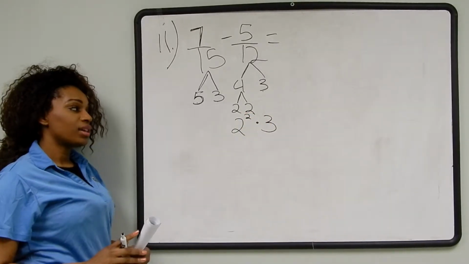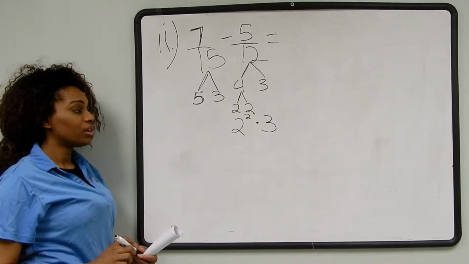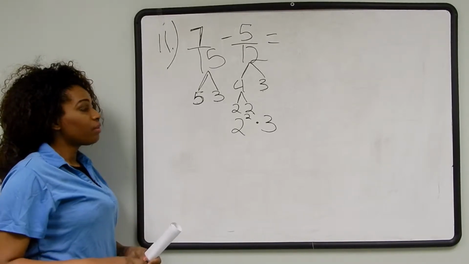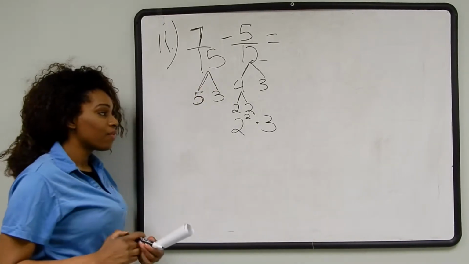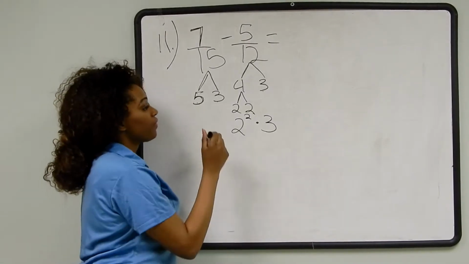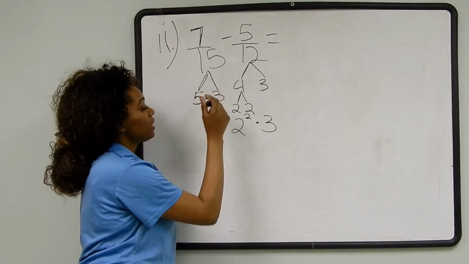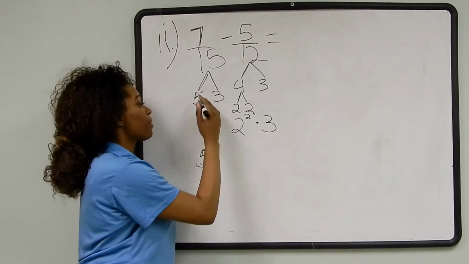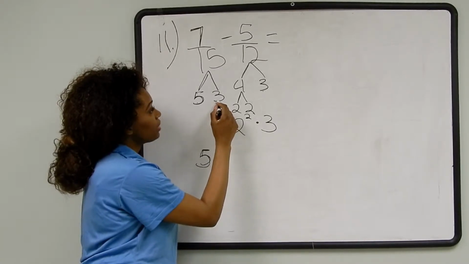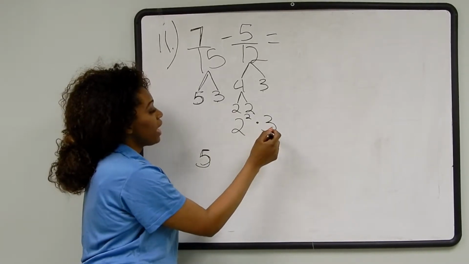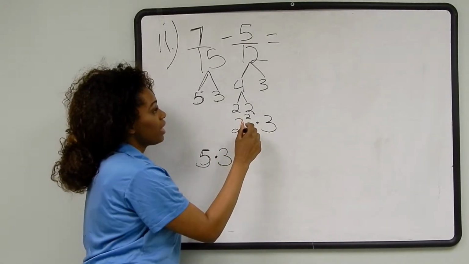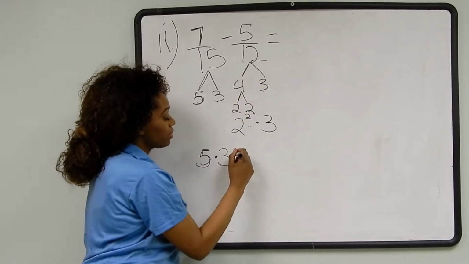Now, in order to find the least common denominator, we're going to take the greatest prime factors from both 15 and 12. So I see that there's a 5 underneath the 15. That's a factor of 15. I brought down the 5. Now when it comes to 3, I see that 3 is a factor of both 15 and 12, so I'm going to bring that down as well. 2 squared is a prime factor of 12 as well, so I'm going to bring that down.